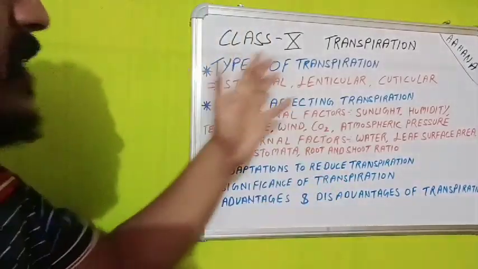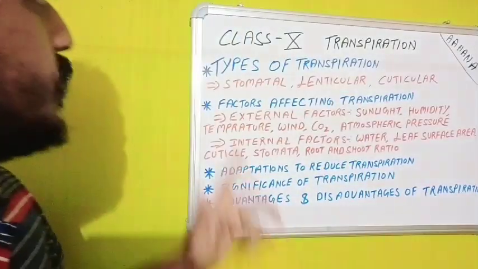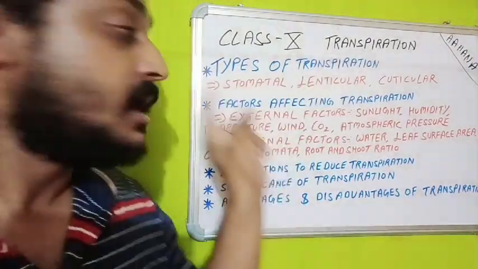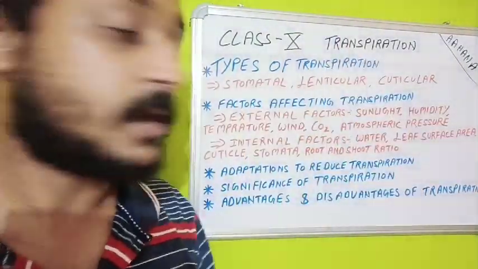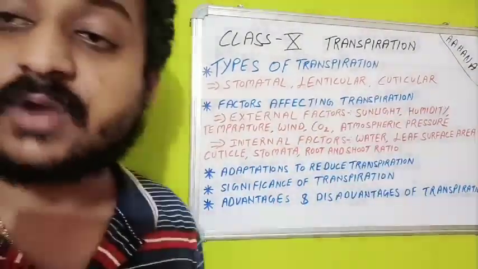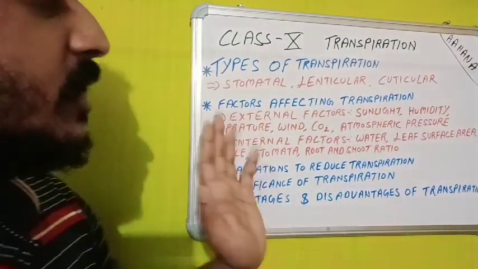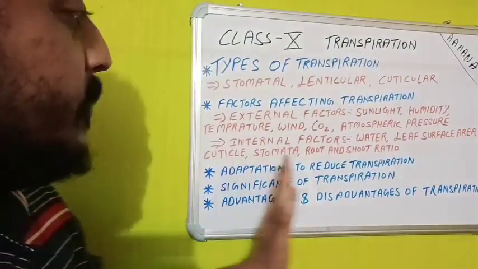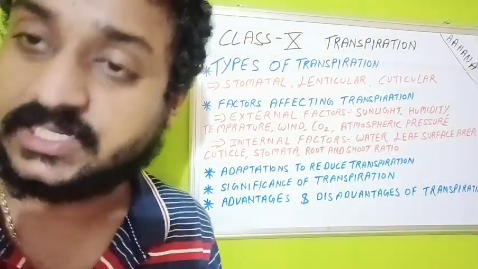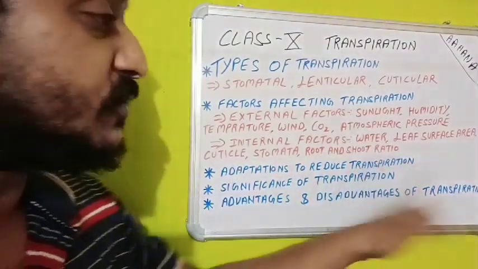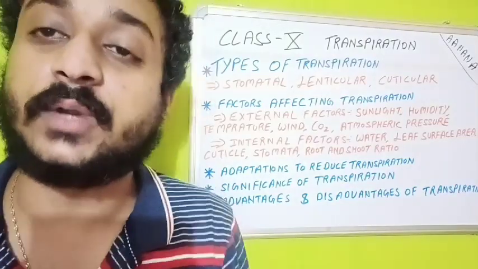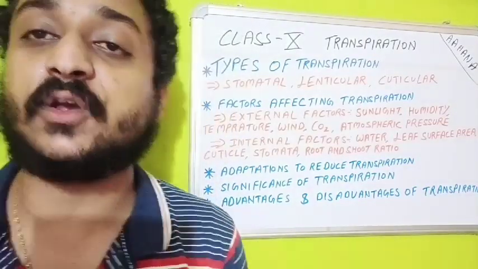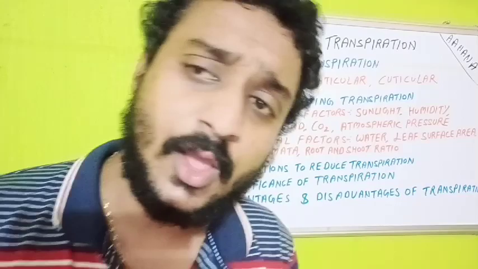There are several topics mentioned here on the board. We will see today types of transpiration: stomatal, lenticular, and cuticular. We shall see factors affecting transpiration, external and internal factors. We shall see adaptations to reduce transpiration by some plants, significance of transpiration, and also advantages and disadvantages of transpiration. So first of all, what is transpiration?